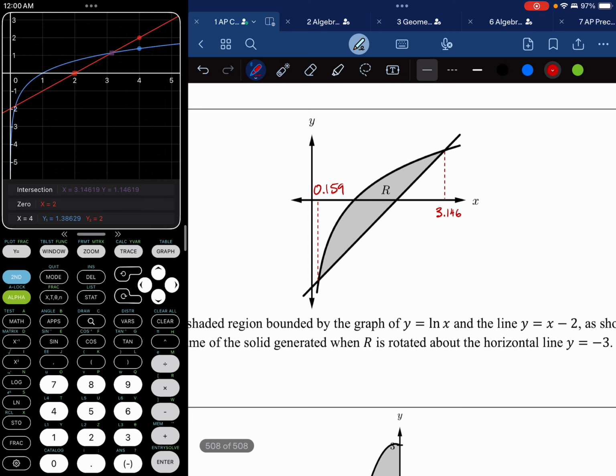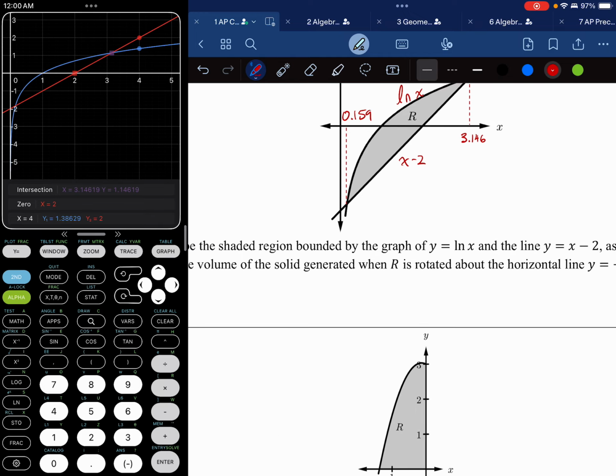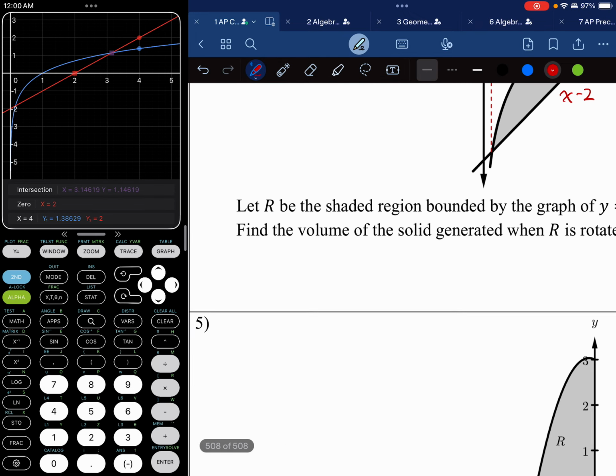We know which function is which. This is the natural log of x function, and this is the x minus 2 function. X minus 2 is a linear function. That's what kind of gave it away. And we have all the pieces. Let's go ahead and plug this thing in, or I guess write it down.